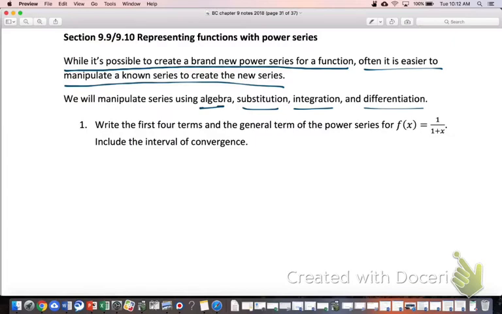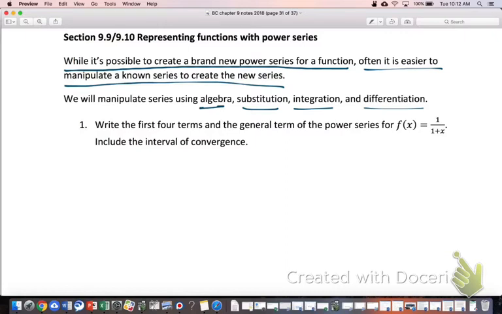So anyway, here's what we're going to do. We're going to take a look at an example like number 1, which says, write the first 4 terms and the general term of the power series for f of x equals 1 over 1 plus x. And then it says include the interval of convergence. I think almost all of these say include the interval of convergence. We'll mostly follow those directions, but at some point, if I'm looking around and you guys know how to find the interval of convergence and are absolutely awesome at it, maybe we'll drop that on some of these, just so you know. We won't always do that, but we will do that for a lot of these.